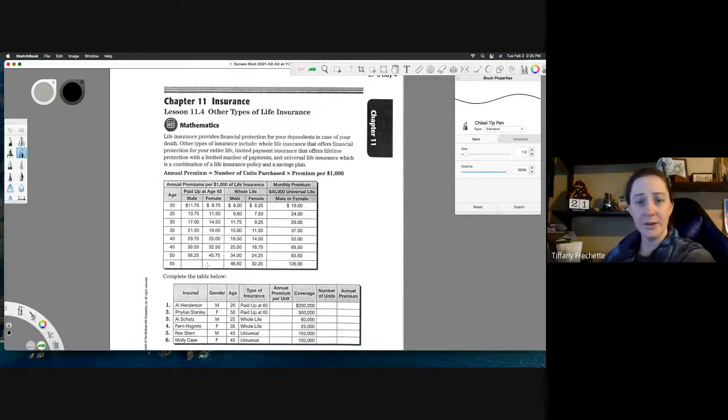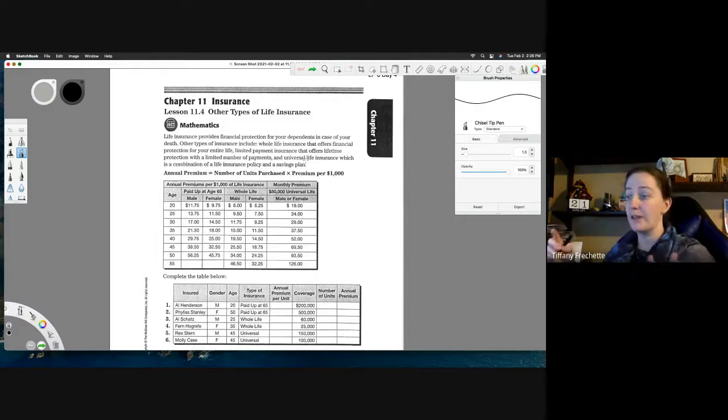All right, so let's go ahead and read the description here. Life insurance provides financial protection for your dependents in case of your death. Other types of insurance include whole life insurance that offers financial protection of your entire family, limited payment insurance that offers lifetime protection with a limited number of payments, and universal life insurance, which is a combination of a life insurance policy and a savings plan. So a couple of different options there as far as life insurance goes.